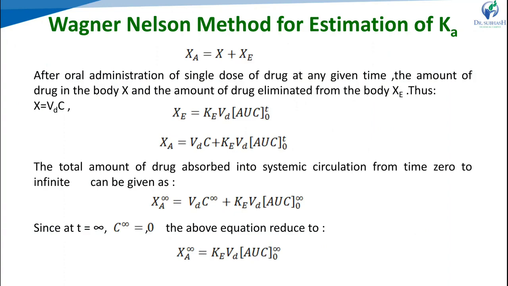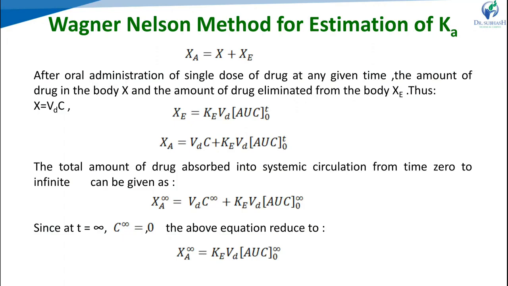The second method that is used to find out the absorption rate constant, Ka, is the Wagner-Nelson method. One of the better alternatives to the residual method, the curve fitting method, is the Wagner-Nelson method. This method involves the estimation of Ka from the percentage unabsorbed versus time plot, and does not require assuming a zero or first order absorption process.